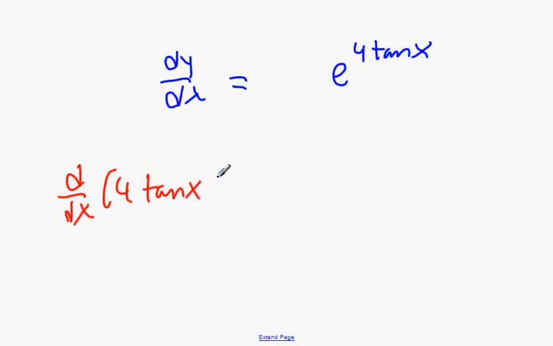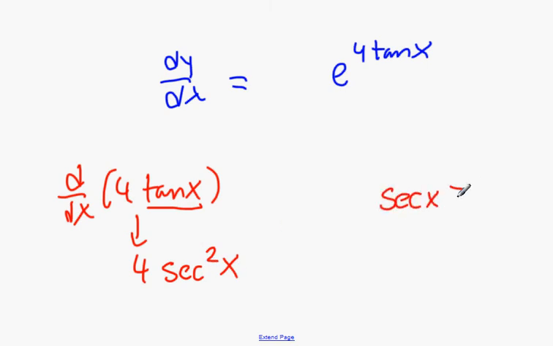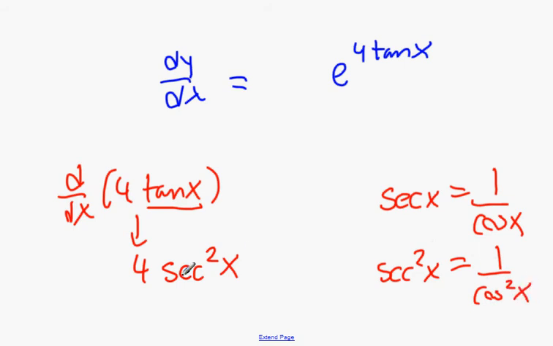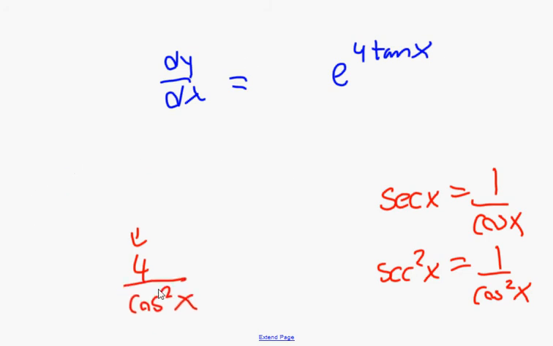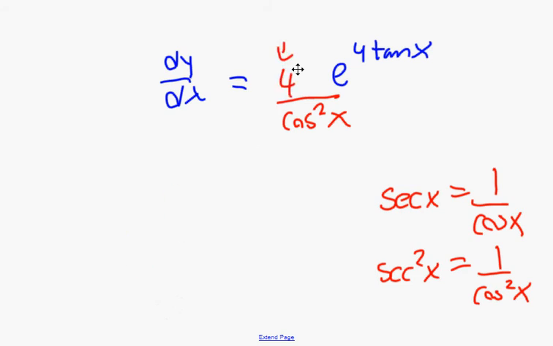Now, in your notes, it will say the 4 goes straight through. The number in front of the variable always goes straight through. And then, what happens when you differentiate tan x? Secant squared x, okay? We discussed this yesterday. Secant x is 1 over cos x. Therefore, secant squared x is 1 over cos squared x. So 4 secant squared x is going to be 4 over cos squared x. And all we've got to do is bring that part we just did up here, and there's our answer.